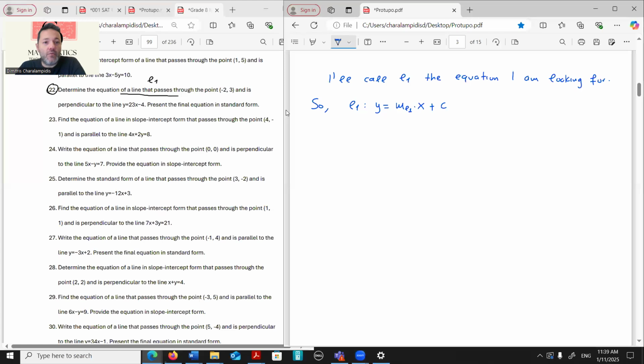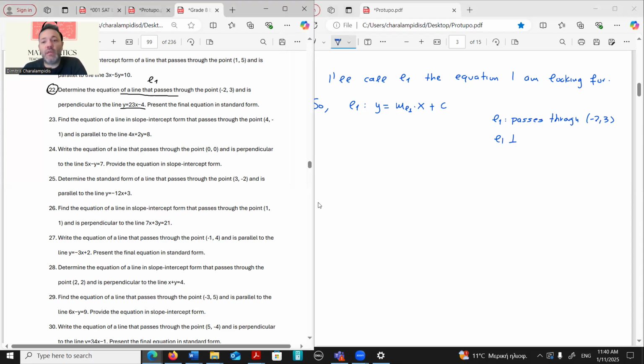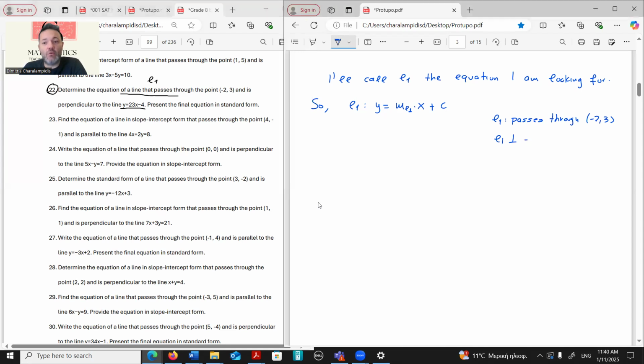Now, let's see. What do we know? We know that L1 should be passing through this point, (-2, 3). What else do we know? We know that L1 is also perpendicular to y equals 23x minus 4. Let's call that L2. Why is that important?